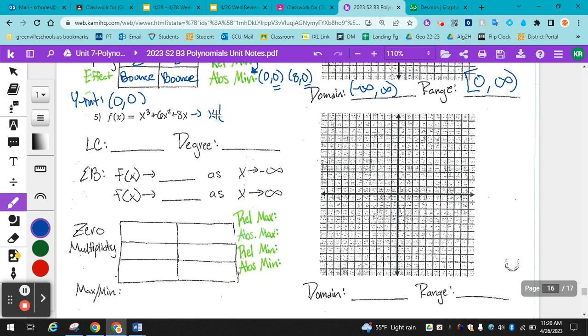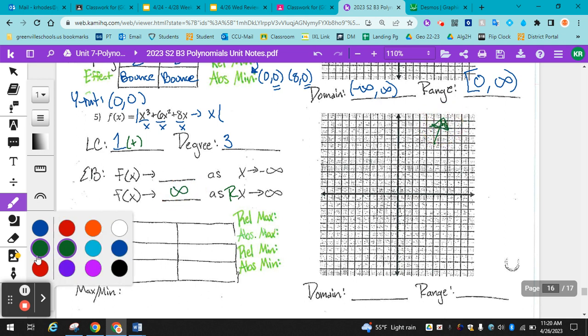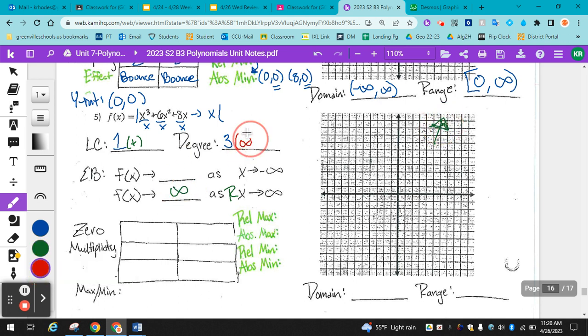So x is my greatest common factor, so I'm going to factor that out. You can already know your leading coefficient is 1. Your degree is 3. Leading coefficient of 1 is positive, so the right side of my graph goes up. And then the degree is odd, so my left side does the opposite. It will go down. Okay, and then back to factoring.